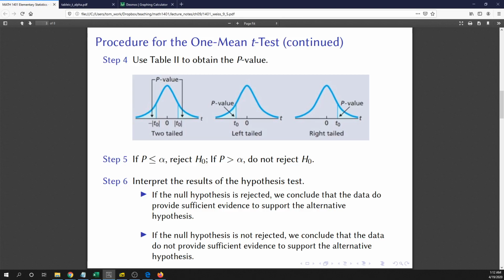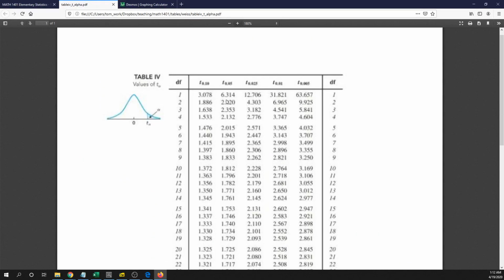All right. And there's a slight typo in here, so I'm just going to fix that on the fly very quickly. The typo here is we're going to use table 4 to obtain the p-value. So we cannot use table 2 because that only applies to the normal case, or the case where we know the population standard deviation. We do not know that here, so we are going to have to use this table 4.